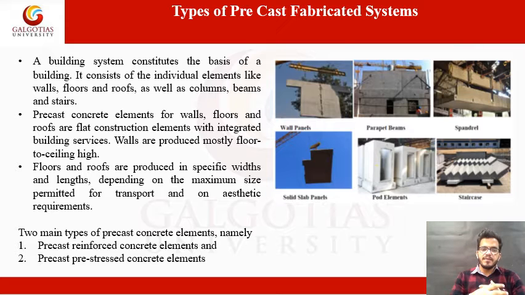Precast concrete elements for walls, floors, and roofs are flat construction elements with integrated building services. Walls are normally produced mostly to the floor-to-ceiling height. Floors and roofs are produced in a specific width and specific sizes that depend upon the maximum size permitted to transport from state to state, and also on aesthetic requirements.